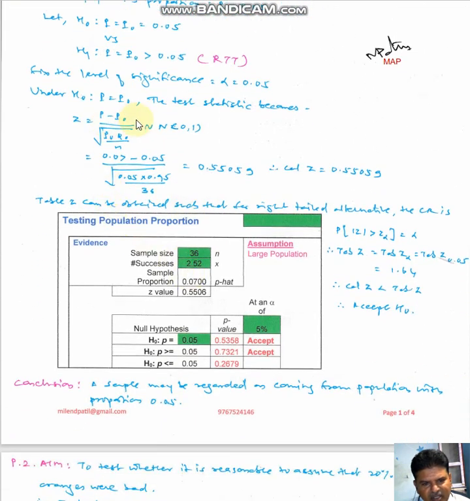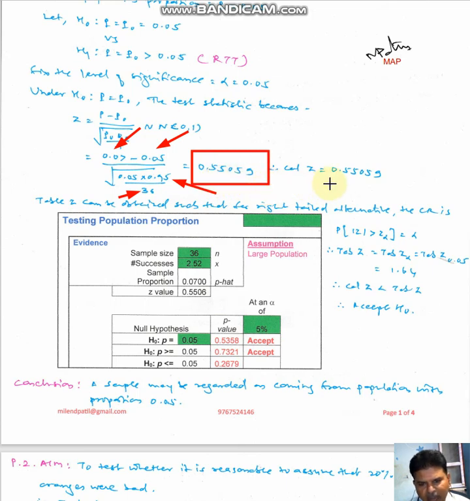See, this is P is equal to P naught. 0.07 is the sample proportion value. This is my population proportion value. And Q naught is 1 minus P naught, so 1 minus 0.05 is 0.95. This should be multiplied with 0.05, since it is a multiplication, and divided by the value 36. If we simplify this, we are getting this value as 0.55059.